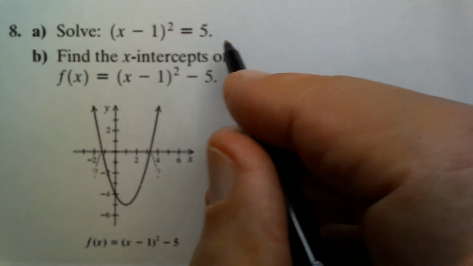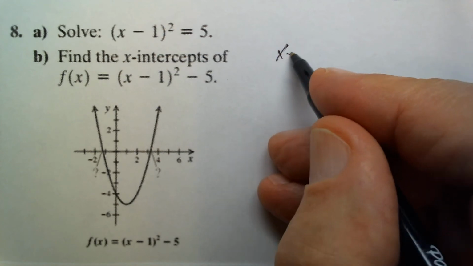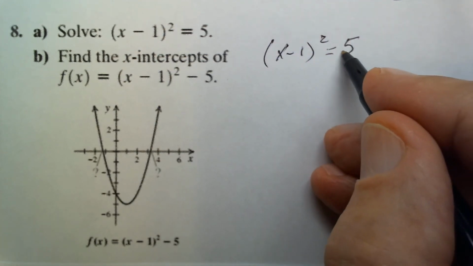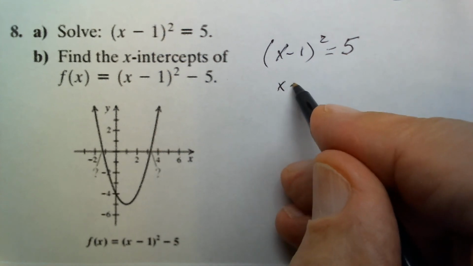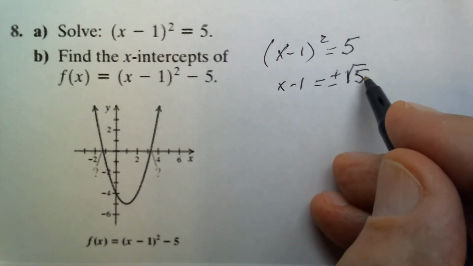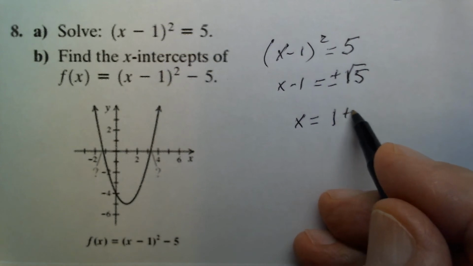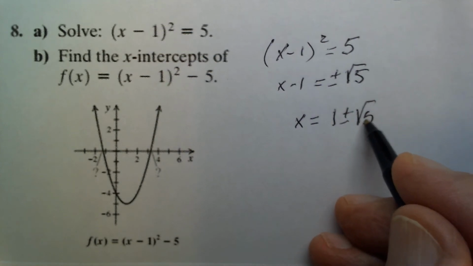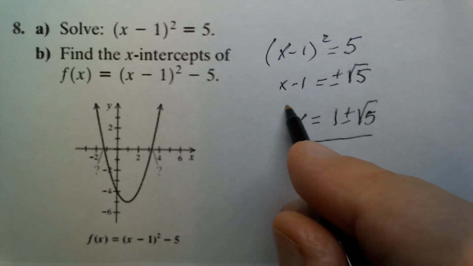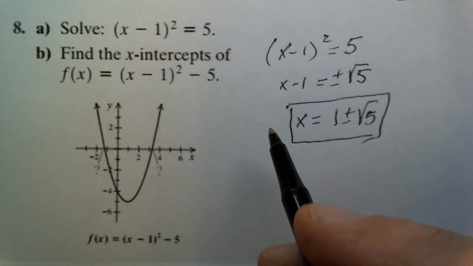Number 8, for the A part, we take the square root, well, let me rewrite it, x minus 1 squared equals 5. Taking the square root on both sides, we get x minus 1 equals plus or minus the square root of 5. So that means x is equal to 1 plus or minus the square root of 5. So that's it for the A part.